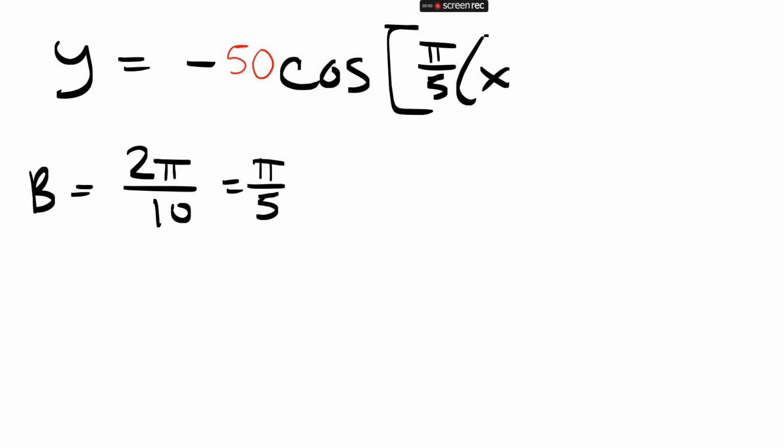Have I shifted anything over? Nope. So that's going to be minus 0. Have I gone up? Oh, yes, I have gone up. So the middle of my graph now, instead of being at 0, is at 60.